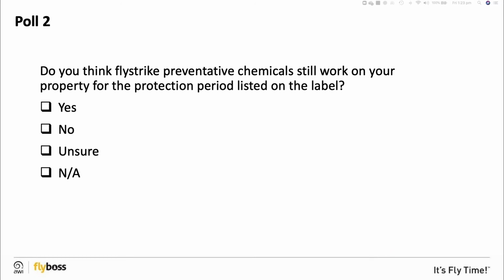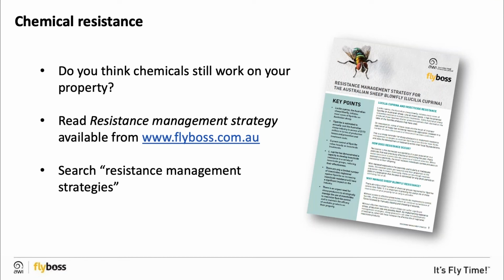Okay, so for the 49% of you that have answered that you think chemicals still work on your property, there is a really great resource available which covers how to strategically manage the use of chemical treatments to reduce the risk of a resistance problem developing. Remember, prevention is always better than cure, and we want to get the longest time we possibly can with the chemicals available. So essentially, if you don't have a resistance problem, you don't want to develop one. This fact sheet will give you some tips about how to avoid just that.